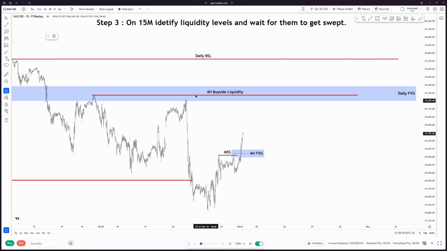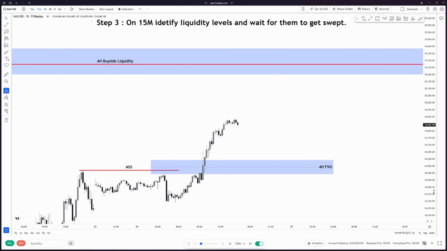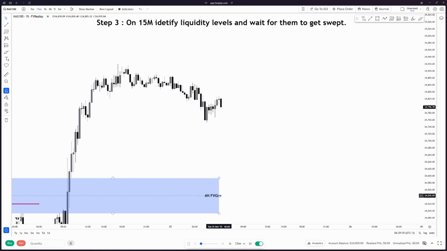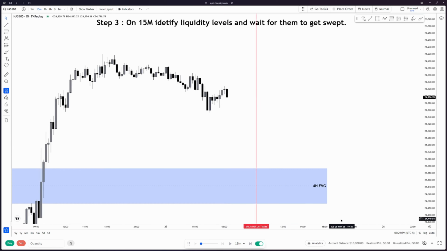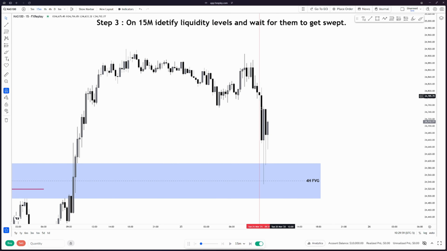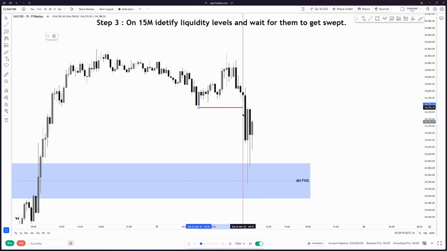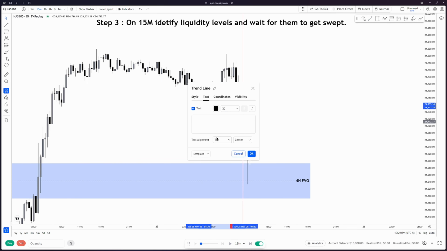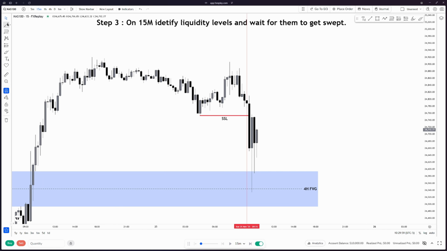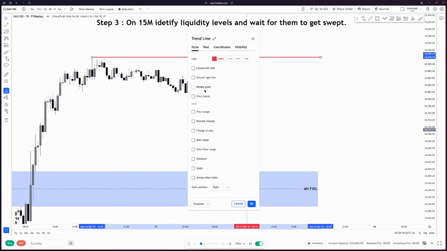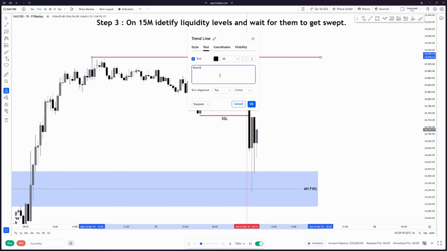Now for step 3, we move to the 15-minute time frame and mark out the liquidity levels we want to see swept. At first, there isn't any strong sell-side liquidity, so we simply wait for the market to open. As soon as the session begins, we get a clear sweep of a 15-minute swing low, which becomes our sell-side liquidity sweep, and confirms that the algorithm has taken out downside liquidity. We also have a 15-minute buy-side liquidity level above, so we mark that as our immediate target.